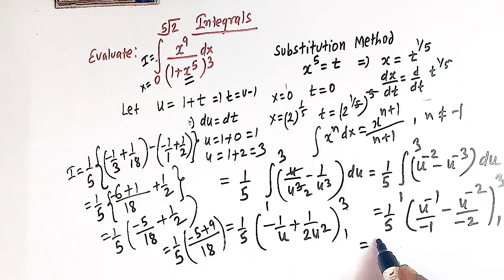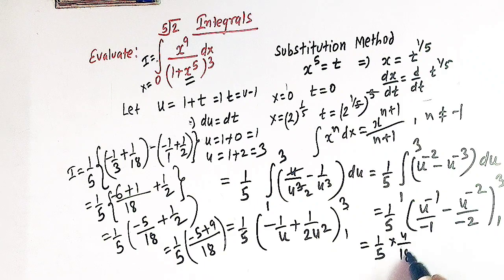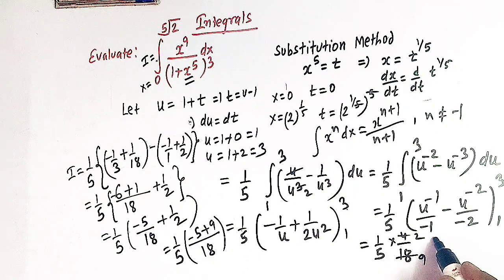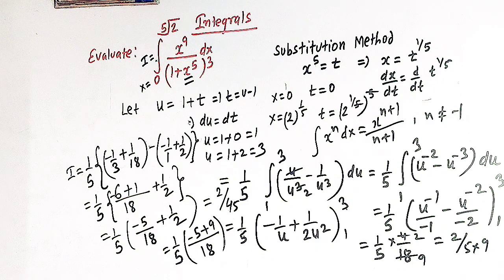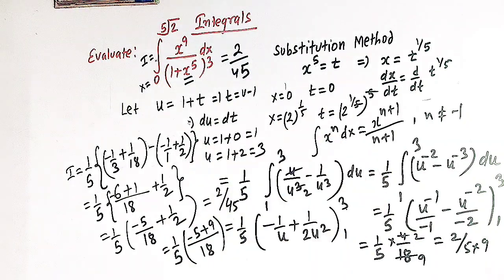So we can now write 1 over 5. 9 minus 5 is 4. 4 over 18. So this is 2 times 2 is 4. 2 times 9 is 18. So we have 2 over 5 times 9. That is 2 over 45. Right? So viewers, the value of this integral is equal to 2 over 45. So this is how, by making use of the concept of integration by substitution method, we can solve these kinds of integrals.